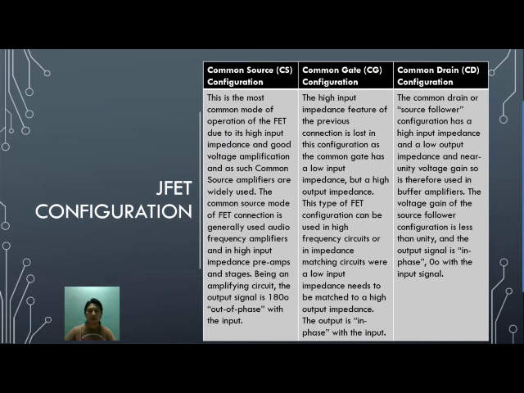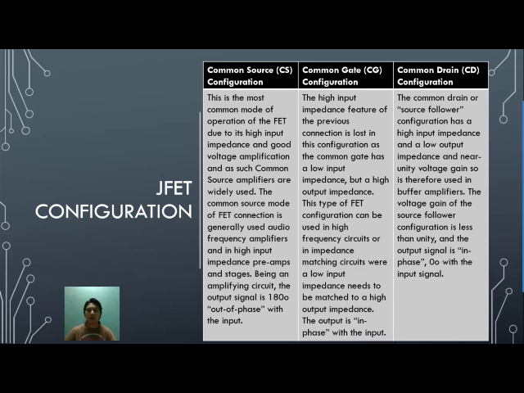Next is JFET configuration. So JFET has three configurations, and the first one is common source configuration. This is the most common mode of operation of the FET due to its high input impedance and good voltage application, and as such common source amplifiers are widely used. The common source mode of FET connection is generally used in audio frequency amplifiers and in high input impedance preamps and stage.